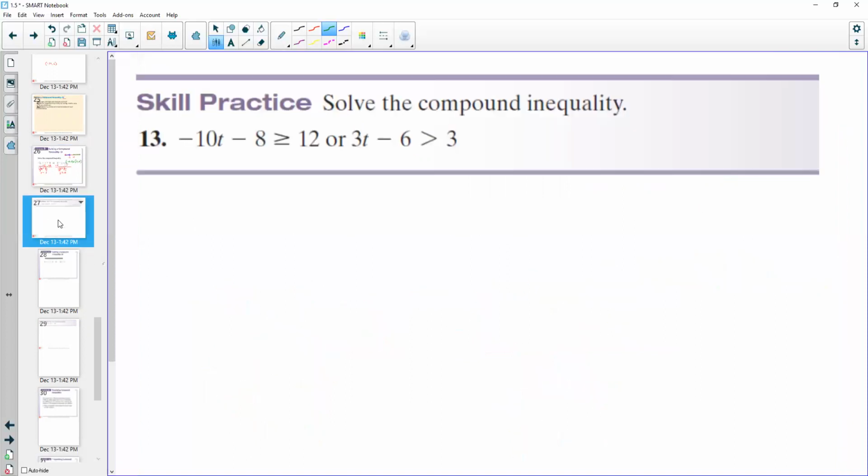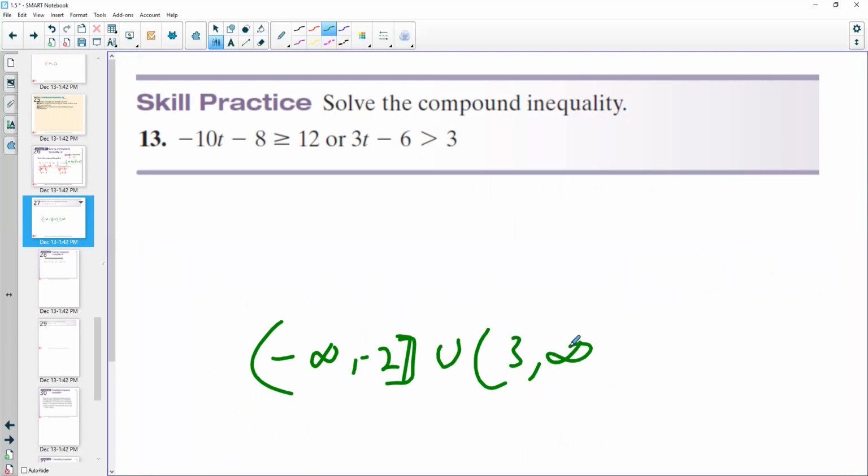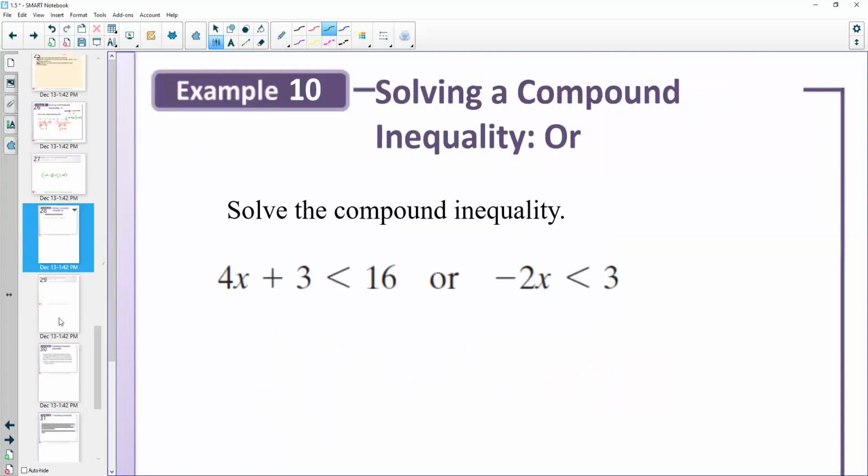You try this one. Again, works exactly the same way. When you're finished, it should be negative infinity to negative 2, negative 2 is included, or from 3 to infinity. Okay. All right, couple more.